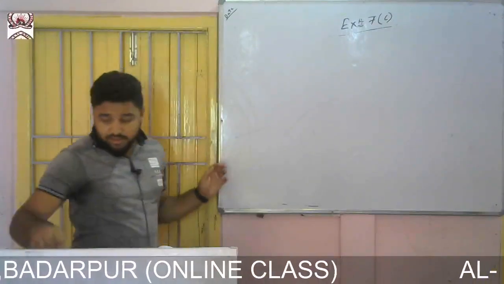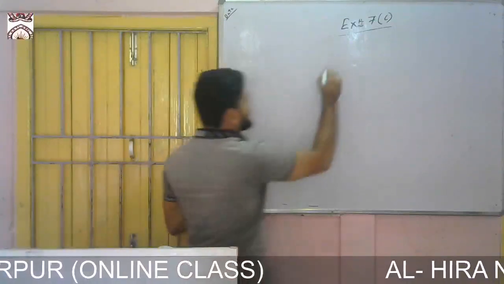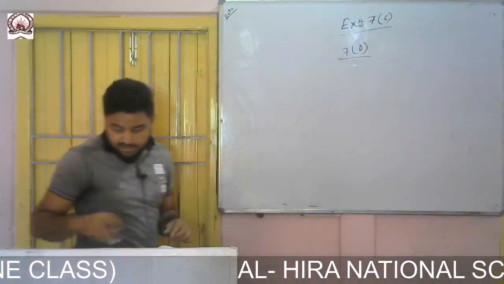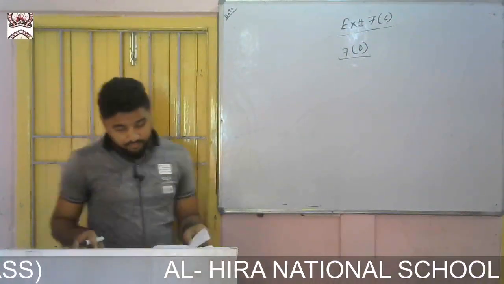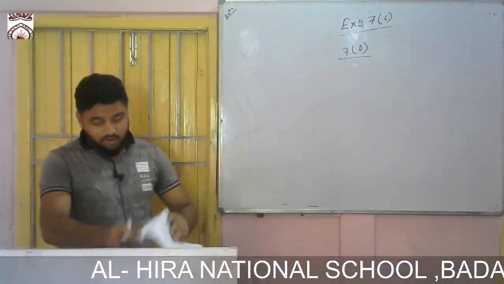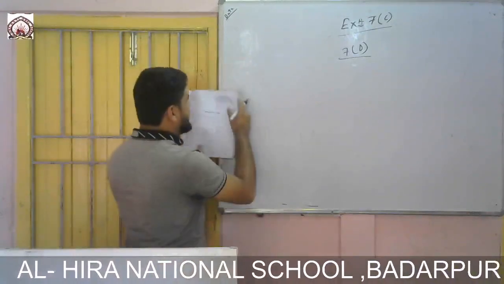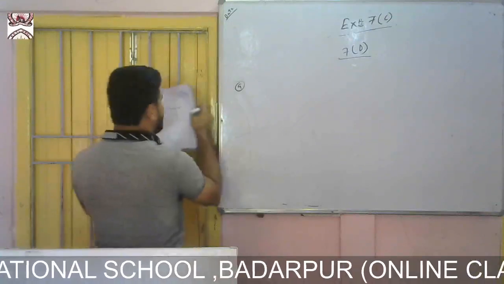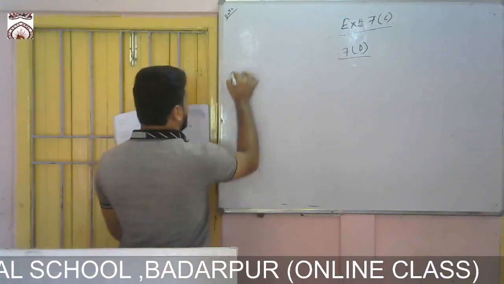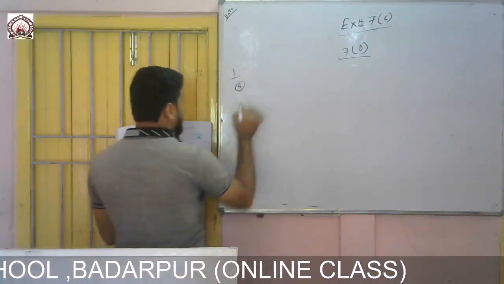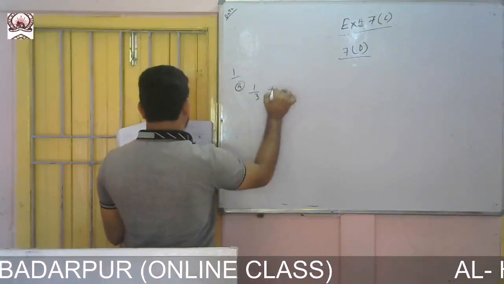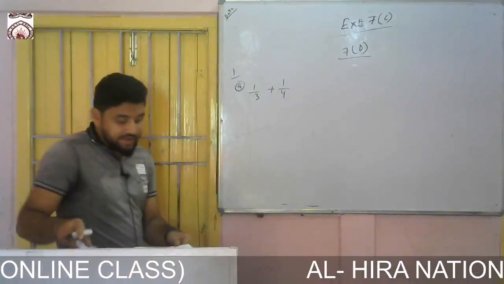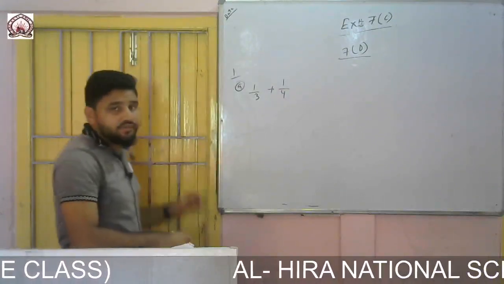So now come to exercise 7D. What is there in 7D? Convert into like fractions. So how to convert into like fractions? Write first. Question number 1A: 1 by 3 plus 1 by 4. First you take the LCM of 3 and 4.